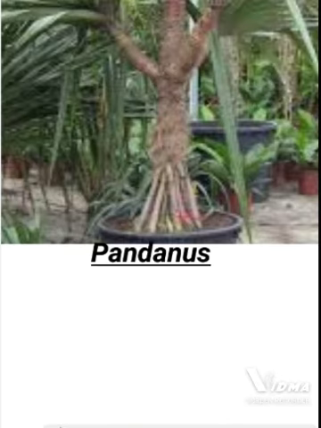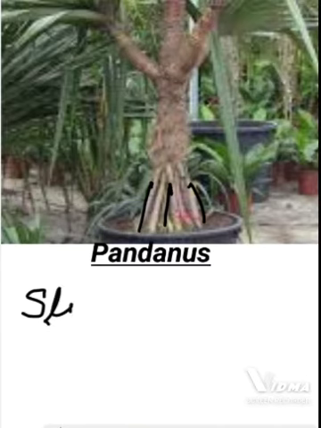Then the next one is Pandanus. This plant belongs to the screw pine genus, and you can look at the lower nodes, where you can see some kind of roots. These roots are called stilt roots.